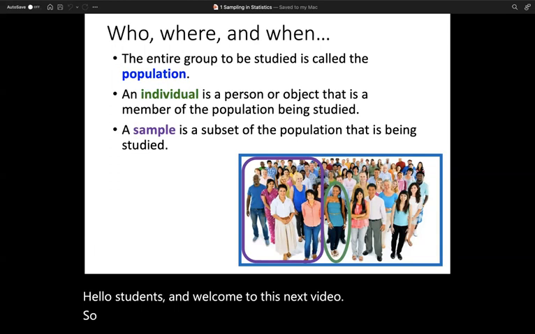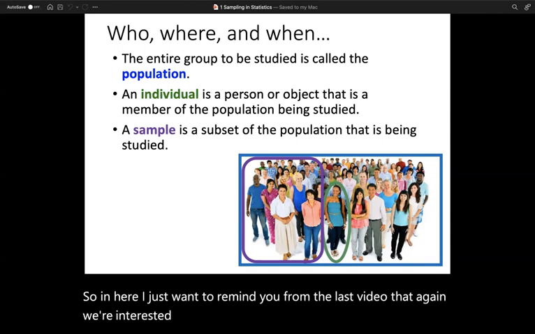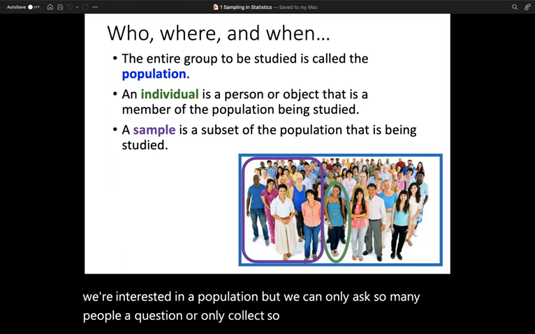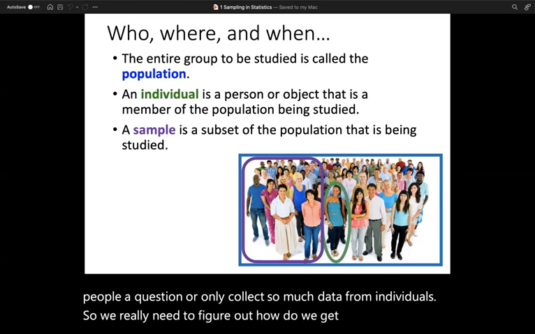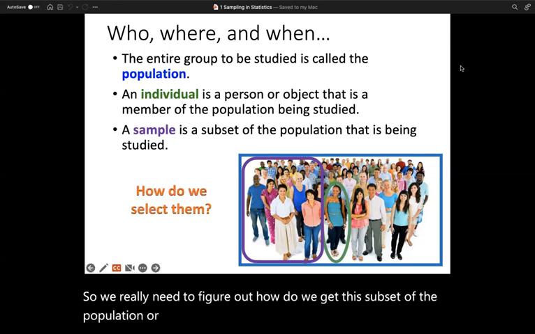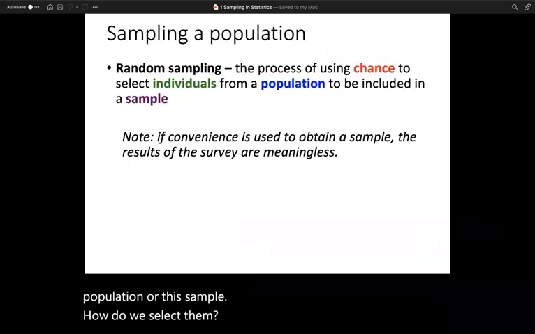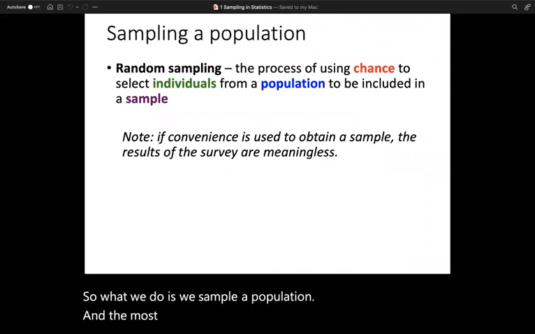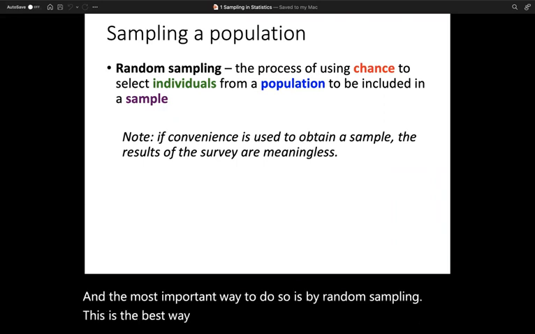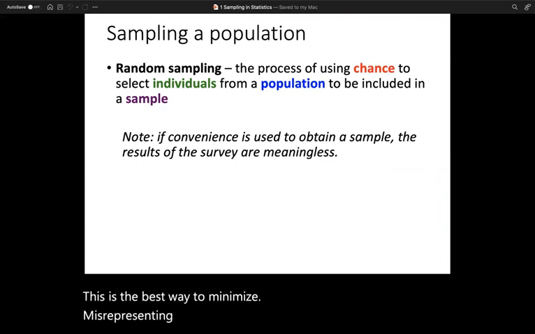So in here, I just wanted to remind you from the last video that again, we're interested in a population, but we can only ask so many people a question or only collect so much data from individuals. So we really need to figure out how do we get this subset of the population, or this sample? How do we select that? So what we do is we sample a population. And the most important way to do so is by random sampling. This is the best way to minimize misrepresenting a population with our sample.